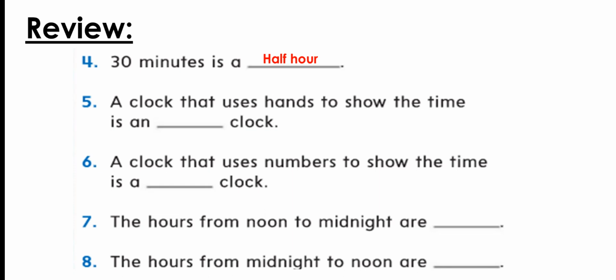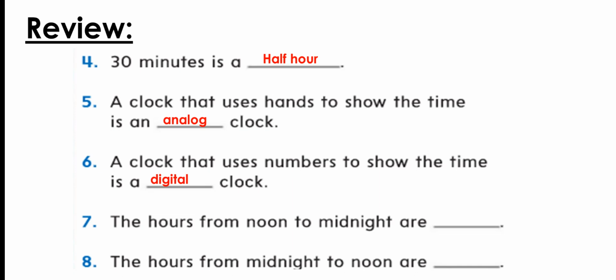A clock that uses hands to show the time is a digital or analog? Which clock uses hands? It is the analog clock that uses hands to show time. Which clock uses numbers? A clock that uses numbers to show the time is a digital clock. The digital clock uses numbers to show the time.